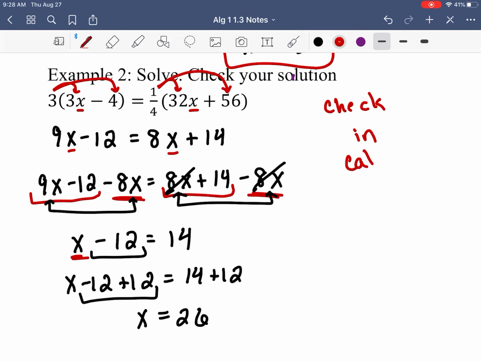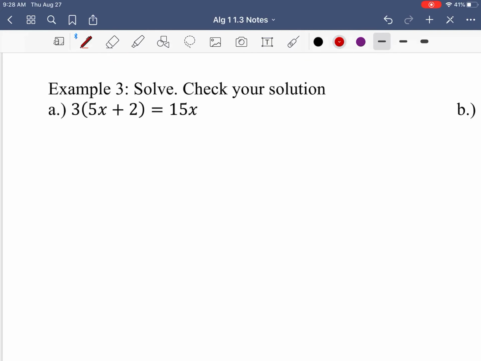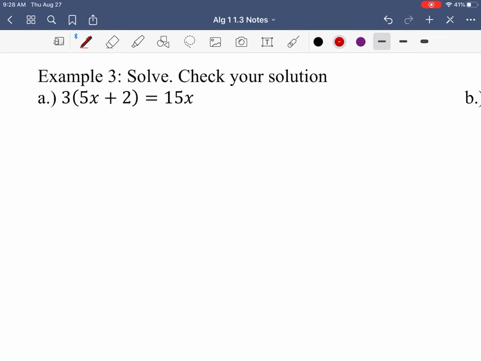Okay, so there we checked it in calculator. Okay, so when it says to check your solution, show me. Yep, I checked it in my calculator. Okay. All right, let's go ahead and let's do another one, example 3.